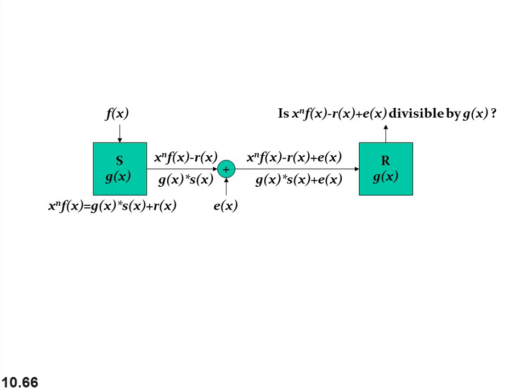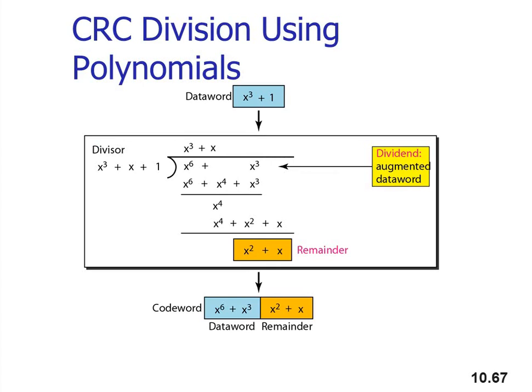Then in that case you accept the data, else you discard the data. Now we'll see it with one example. This is what the example is represented by. This is the data x raised to 3 plus 1, and this is the divisor given. Now x raised to 3 plus 1, you can represent it in the format of ones and zeros also.